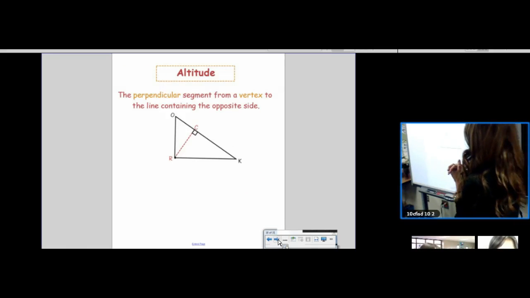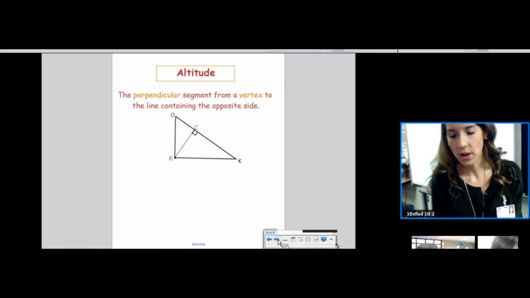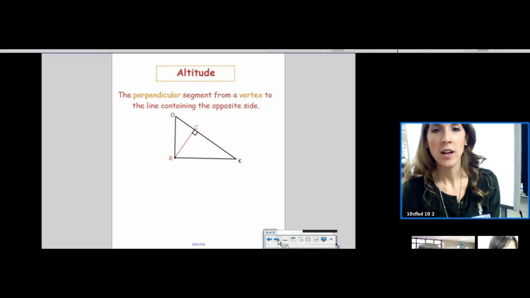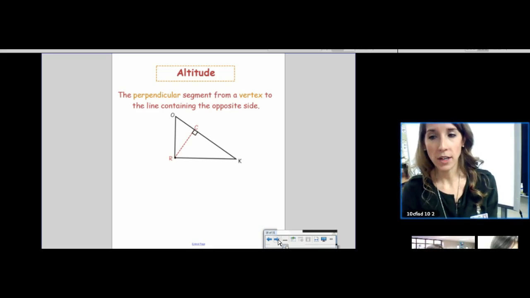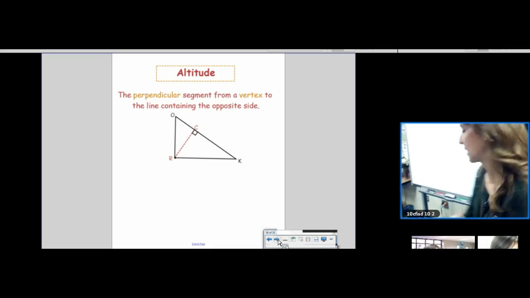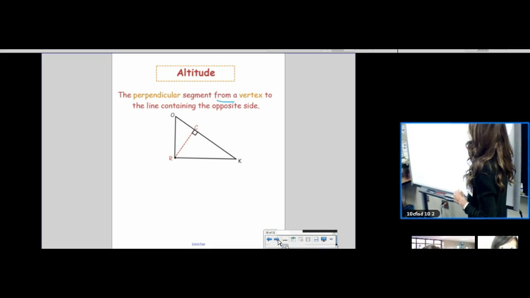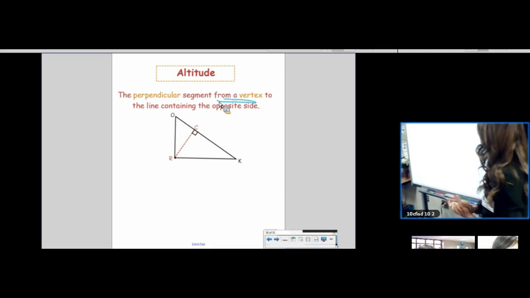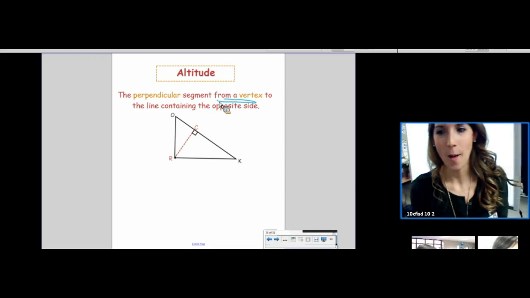Altitude, last word. Once again, we have not heard this in geometry class yet this year, but you've heard it in the real world in altitude. In geometry, it's the perpendicular segment from a vertex. Did you see that? It's just like a median. It has to come from a vertex and then it's going to go to the line containing the opposite side.